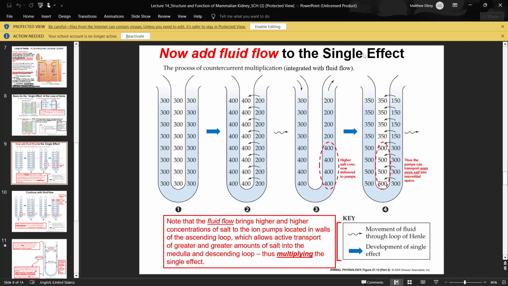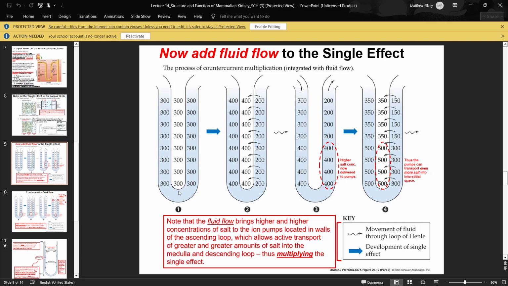So now that we add fluid flow to the single effect, it brings higher and higher concentrations of salt to the ion pumps located in the walls of the ascending loop, which allows active transport of greater and greater amounts of salts into the medulla and the descending loop. And so this is going to multiply the single effect.